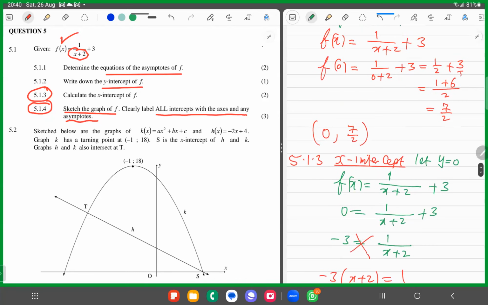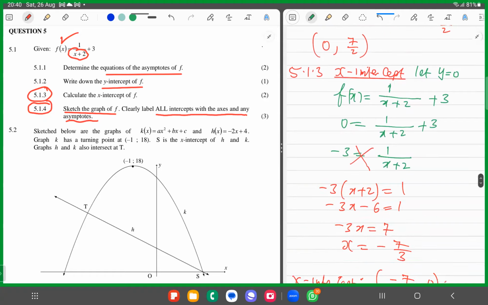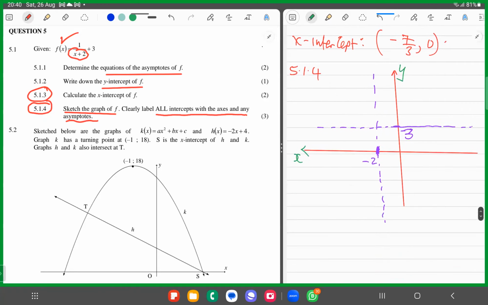What is the x-intercept? The y-intercept is at 7 over 2, which means that if you divide 7 by 2, you get 3.5, okay? So now you have 3.5 for the y. So you are here and you have a 3.5 there. So the graph is going to be doing this here.